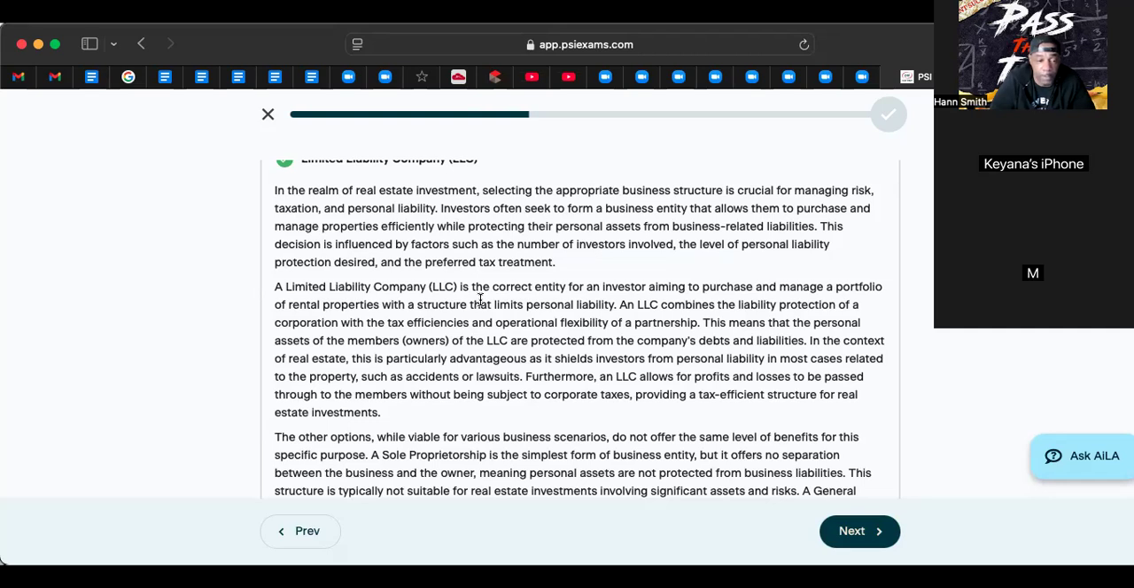This means that the personal assets of the members, the owners of the LLC, are protected from the company's debts and liabilities. In the context of real estate, this is particularly advantageous as it shields investors from personal liability in most cases related to the property, such as accidents or lawsuits. Furthermore, the LLC allows profits and losses to be passed through to the members without being subject to corporate taxes, providing a tax-efficient structure for real estate investments.